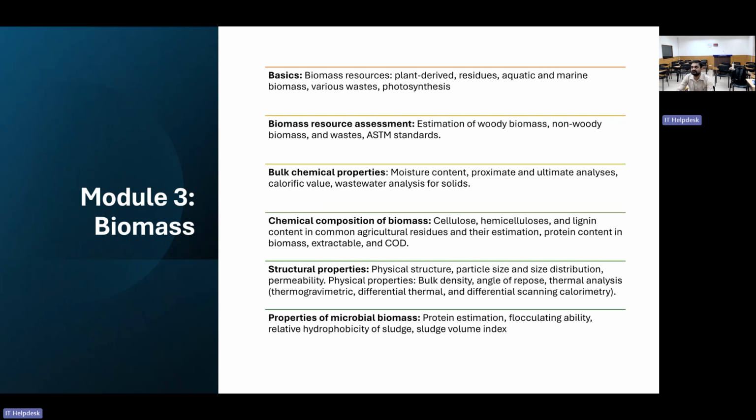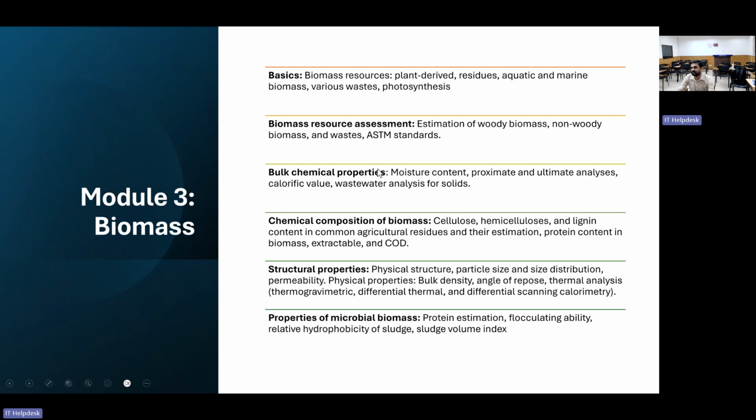Then we will discuss the biomass resource assessment, like estimation of woody biomass, non-woody biomass, waste, and the other characteristics and principles given by ASTM. Then we will discuss the bulk chemical properties, like moisture content, proximate and ultimate analysis, calorific value, and wastewater analysis of solids, just to have a holistic idea of the physicochemical properties of biomass.